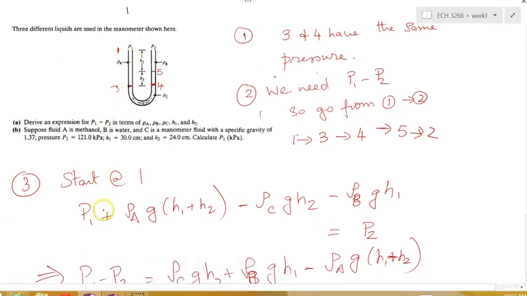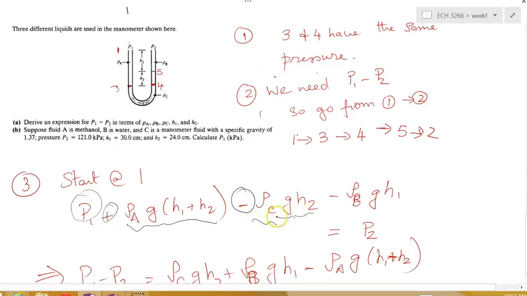I start at 1, so I have P1, and then I go from 1 to 3. As I go down deeper into a fluid, the pressure increases, so it's a plus. And how much does the pressure increase by? Rho g h, rho g times (h1 plus h2). Now I go from 3 to 4, the pressures are the same. Now I go up from 4 to 5, so the pressure decreases. And how much does it decrease by? Rho C times g times h2.